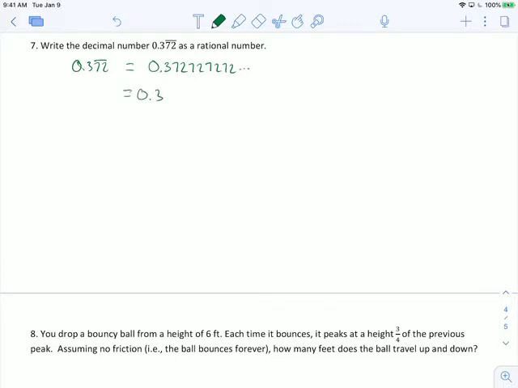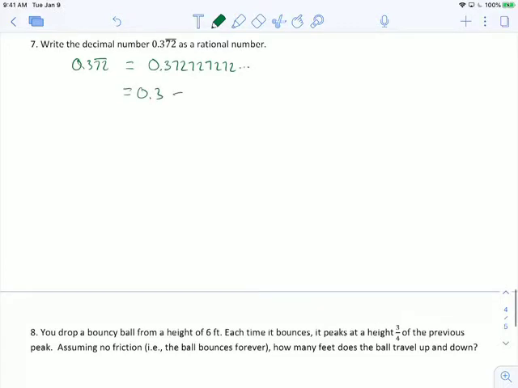And so hopefully you'll agree that I can break off this part, and so I get 0.3 plus 0.072 and then plus 0.00072 and then plus 0.0000072, and I think that takes care of the number as I've got it written out above. So I'm splitting this up into numbers that I can add. So I'm beginning to see that I could write this as a sum.